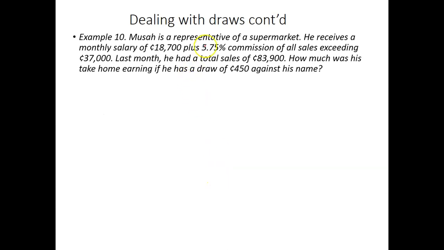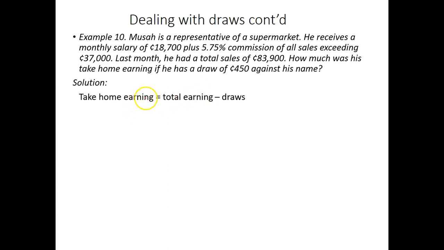You see that? Let's take an example. Musa is a representative of a supermarket. He receives a monthly salary of 18,700 plus 5.75% commission of all sales exceeding 37,000. It seems we've solved this question before. Yeah, I think example 6. Now last month, he had total sales of 83,900. How much was his take home earning if he has a draw of 450 cedis against his name?